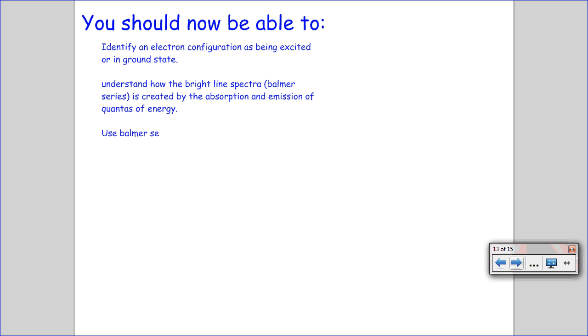So at this point now you should be able to understand how electrons behave, jumping up by absorbing energy, falling back down, releasing it, and as a result, the Balmer series can be used to identify elements in an unknown mixture. Okay, so just keep all that in mind.